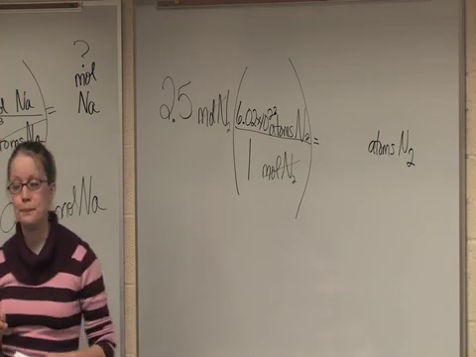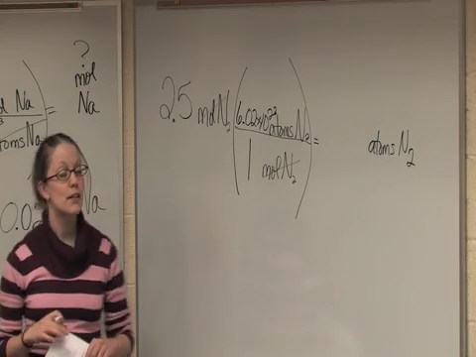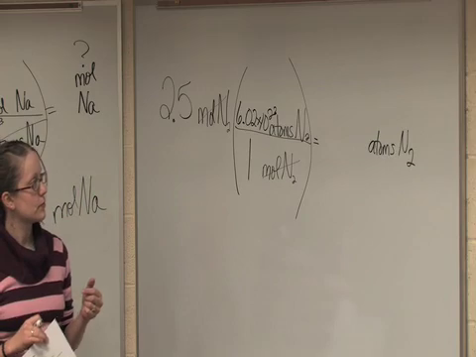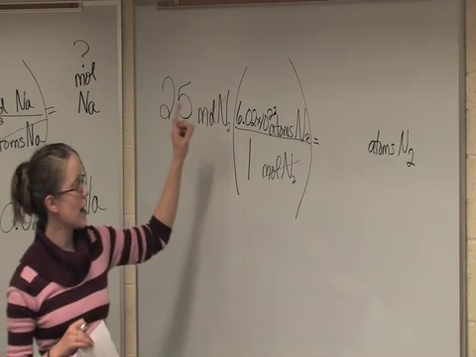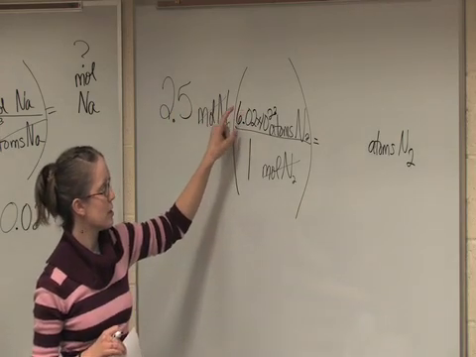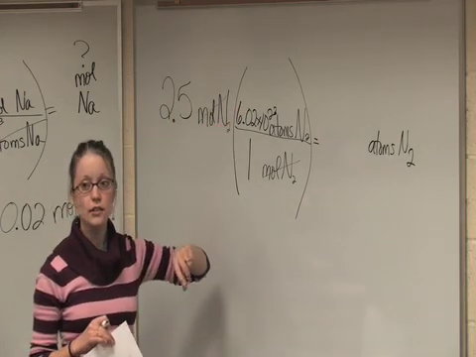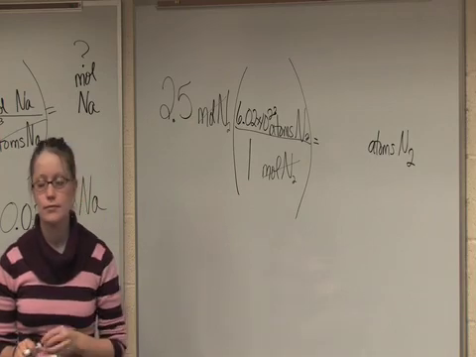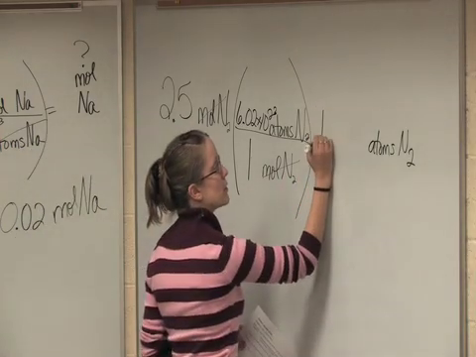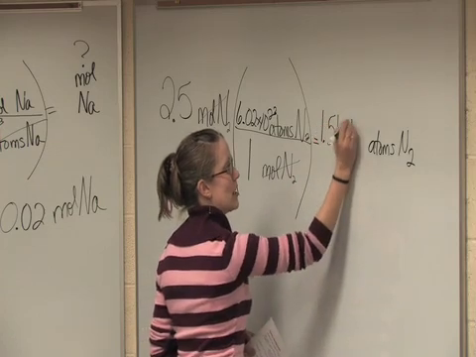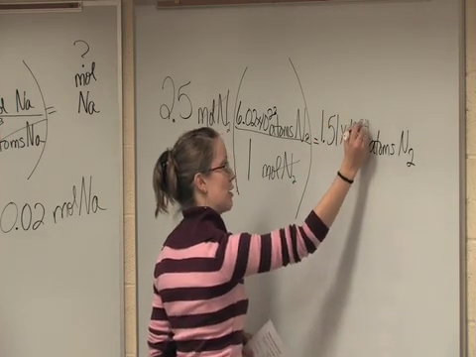And now what do I have to do? Multiply. How did you know to multiply? Numbers on the top. So in your calculator, you would type 2.5 times Avogadro's number, 6.02, that EE, 23. 1.51 times 10 to the 24th power.